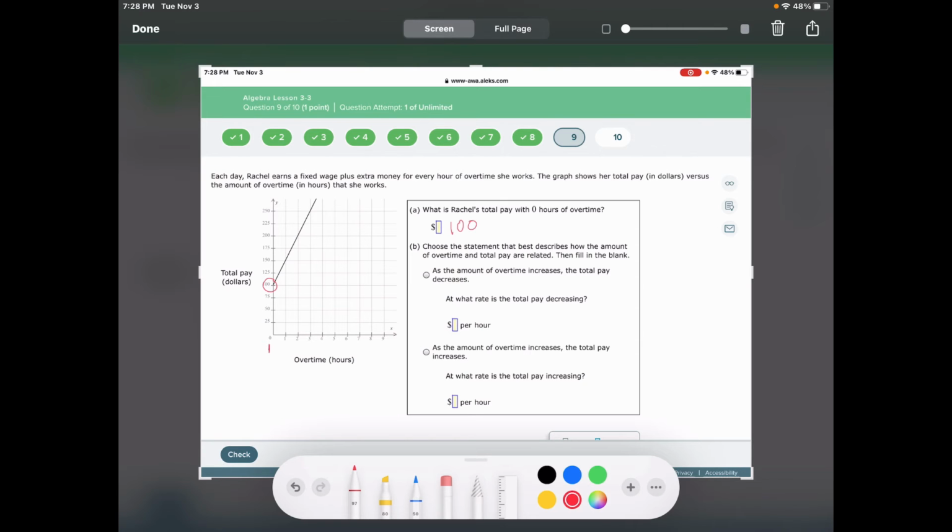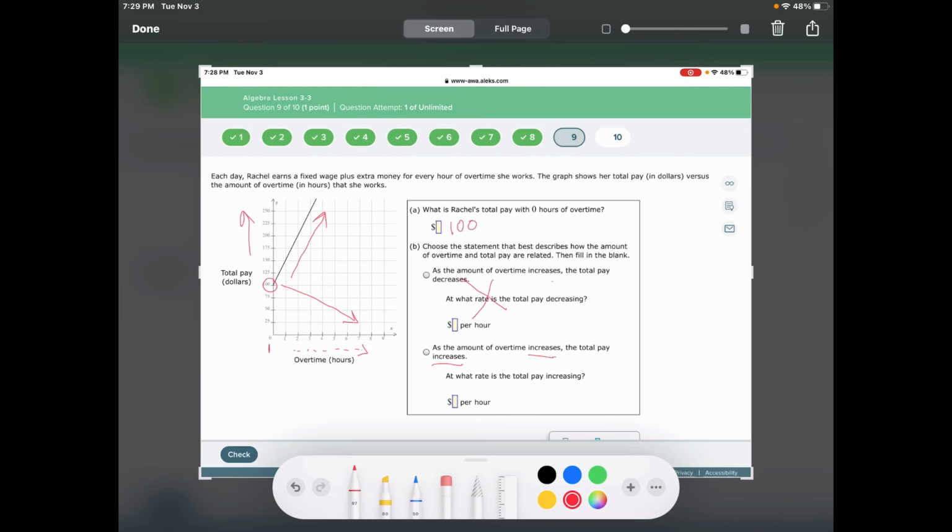And then choose a statement that best describes how the amount of overtime and total pay are related, then fill in the blank. As the amount of overtime increases, the total pay decreases. That would mean it would go like this. So not that. As the amount of overtime increases, the total pay increases. Yes, it's definitely doing that, right? So the pay is going up as the overtime increases.